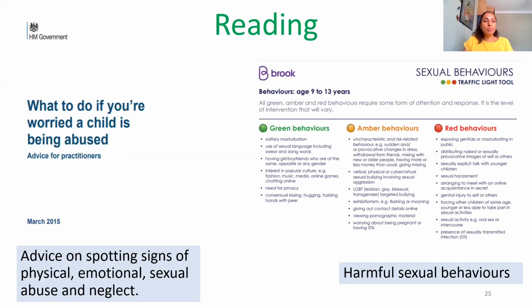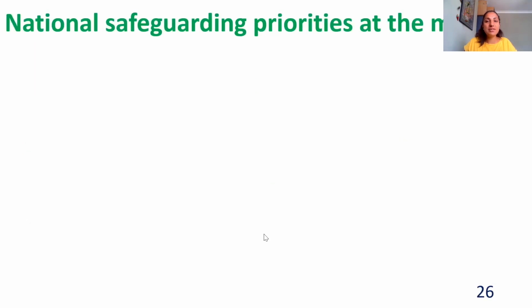So if you'd like to do more reading, I again recommend this, especially this document on advice on spotting signs of physical, emotional, sexual abuse, published by the government in 2015. So what are the national safeguarding priorities at the moment?